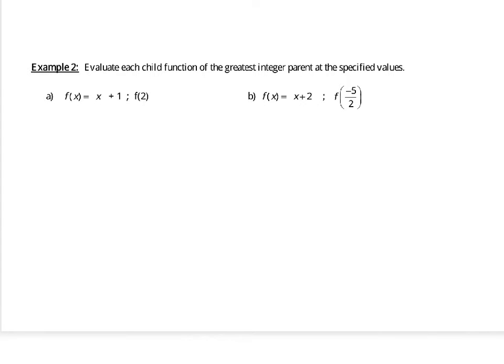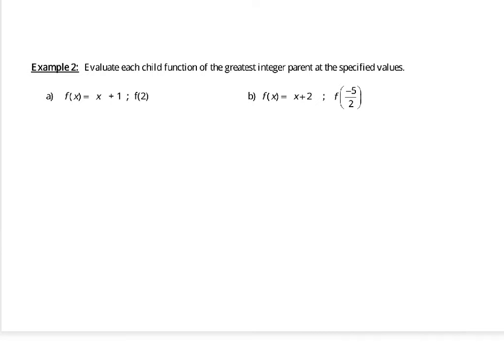Example 2 asks us to take a closer look at the greatest integer function by evaluating it at certain specified x values. So I'm going to try example 2b with you, and I ask that you try example 2a on your own. So it asks us to plug in the value -5/2 for x. Well, that simplifies to -2.5, and that may be easier for us to use here, so I went ahead and used the decimal instead of the fraction. So just like any function you're asked to evaluate, you plug in the -2.5 or whatever x value into the function for x.